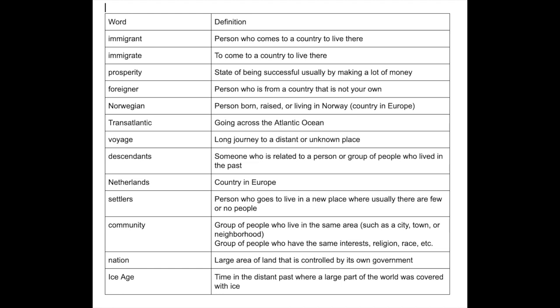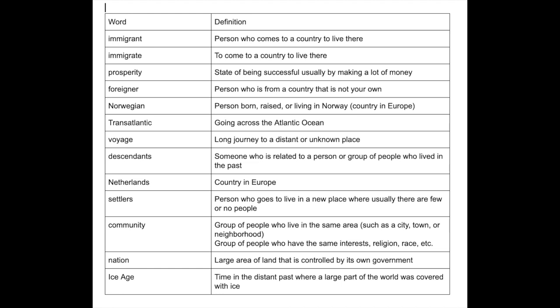A voyage is a long journey to a distant or unknown place. We should know this word from Grandfather's Journey. Descendants is someone or people who are related to a person or group of people who lived in the past. Okay. The Netherlands is a country in Europe. Settlers are people or a person who goes to live in a new place where usually there are few or no people. A community is a group of people who live in the same area, such as a city, town, or neighborhood, or a group of people who have the same interests, religion, or race.